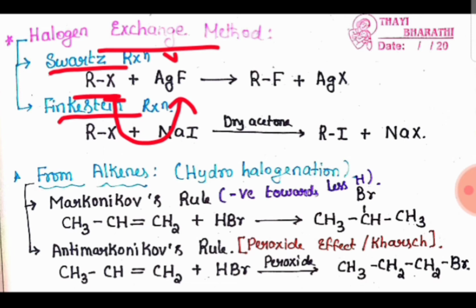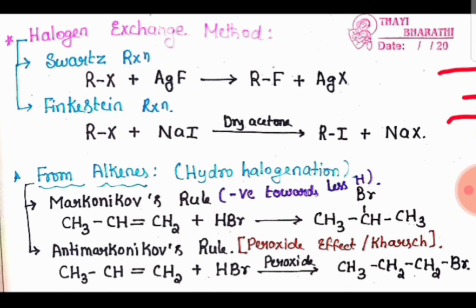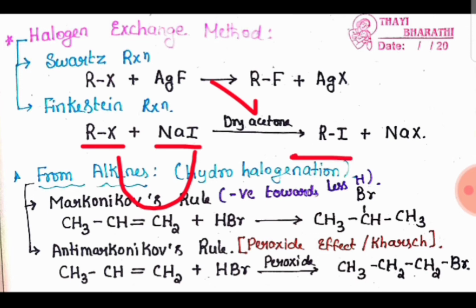When we treat R-X with silver fluoride, we will get alkyl fluoride with the release of AgX. This is the Swarts reaction. In the Finkelstein reaction, alkyl halide is treated with sodium iodide in the presence of dry acetone. Here, X and iodine are going to be replaced, and the product is alkyl iodide with the formation of sodium halide. This is the Finkelstein reaction, important for the exam.